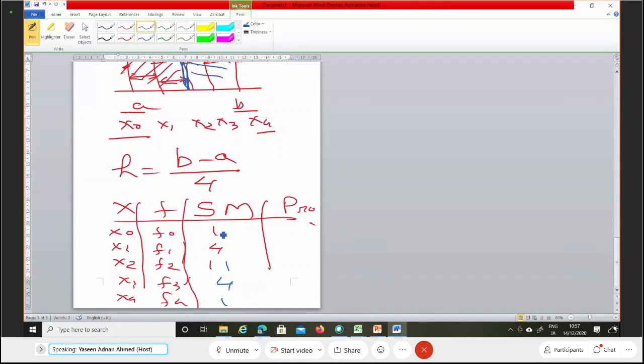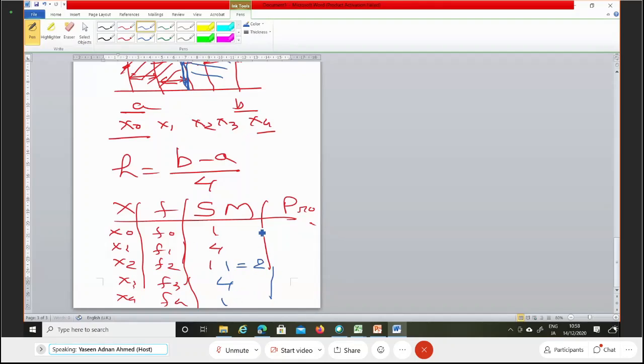So how much you have? 1, 4. This one should be 2, 4, 1. So that is the way. You need to write 1 for 1, 1 for 1, like this. Combination of 3 ordinates, and then sum up. So you will have 1, 4, 2, 4, 1.